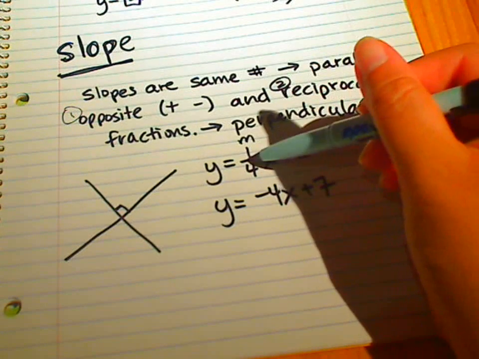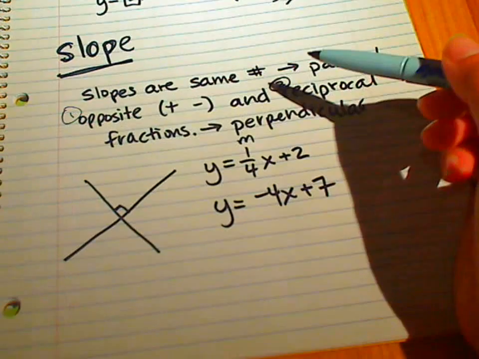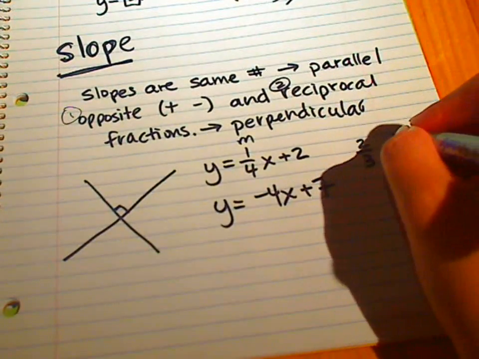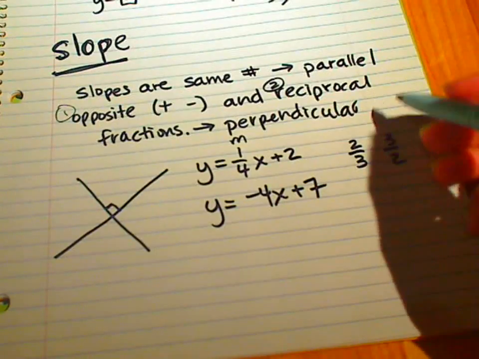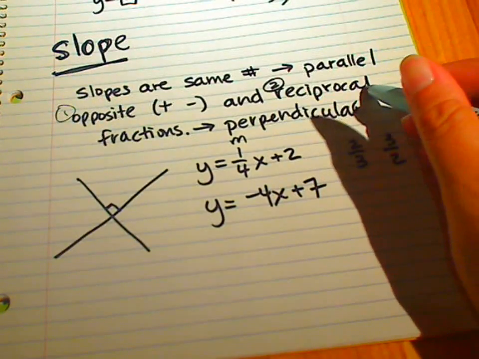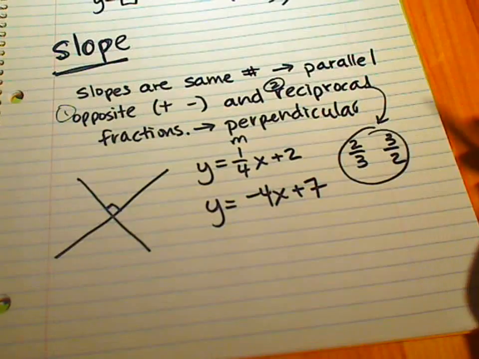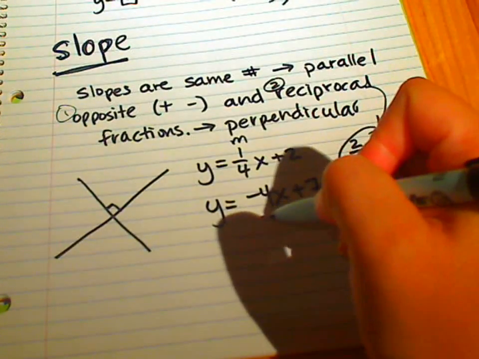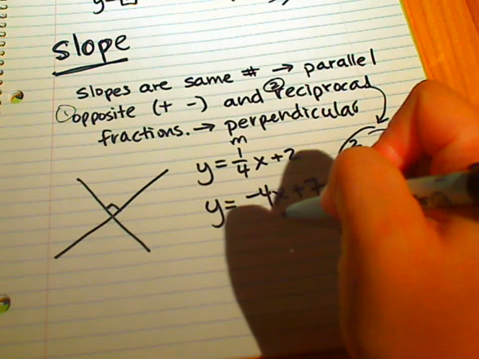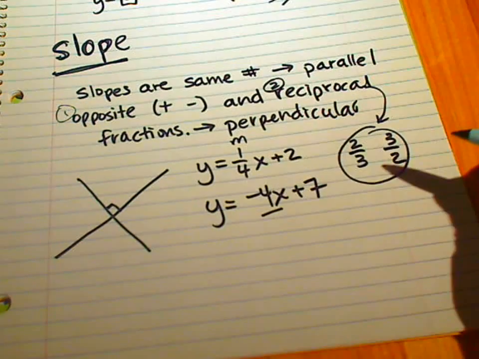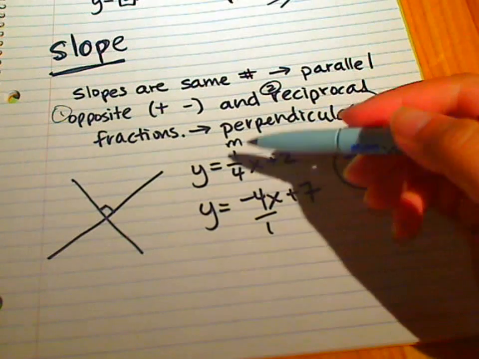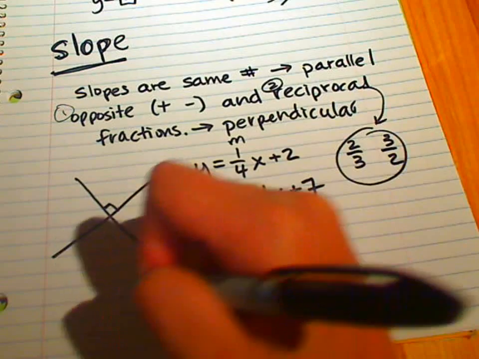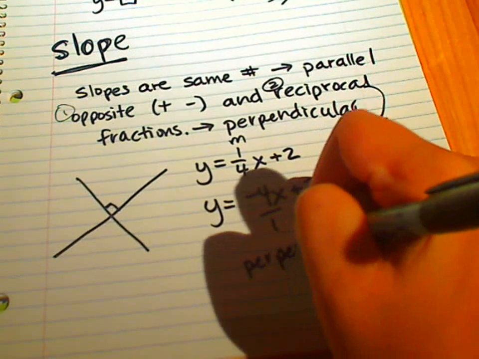Here's your slope for this one. It's positive, this one's negative, so that's the opposite. The reciprocal means that you have a fraction like 2/3 and then you flip it upside down, 3/2. The fractions are flip-flopped. On first look, this doesn't look like reciprocal, but it is because I need to make it a fraction. Anytime I do, I make the fraction bar and put it over 1. So they're opposite, positive, negative, and then 1/4 and 4/1. So these two lines are perpendicular.